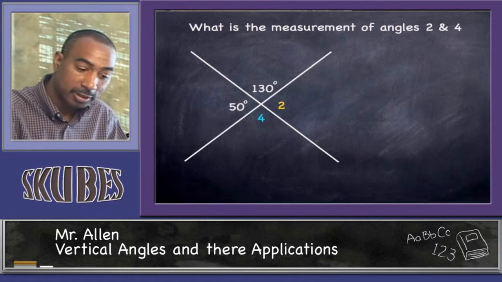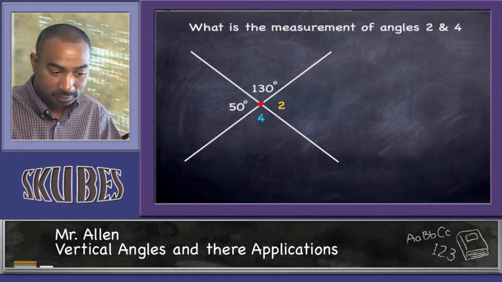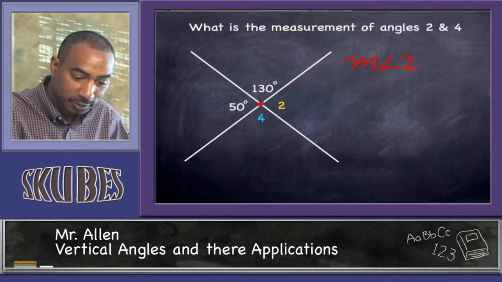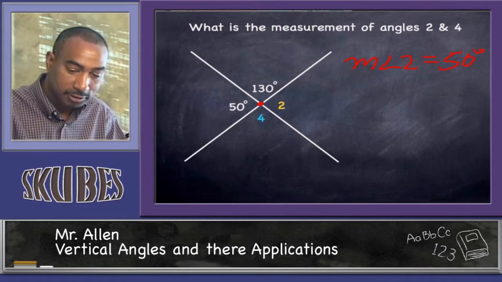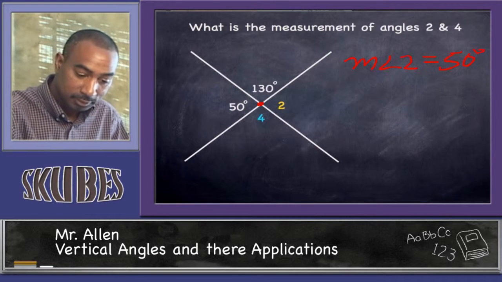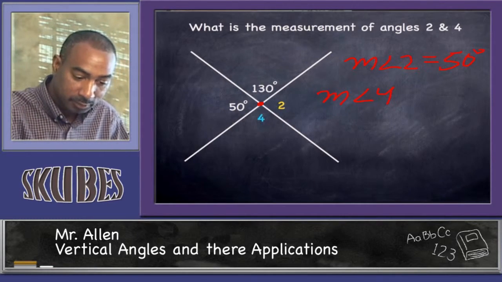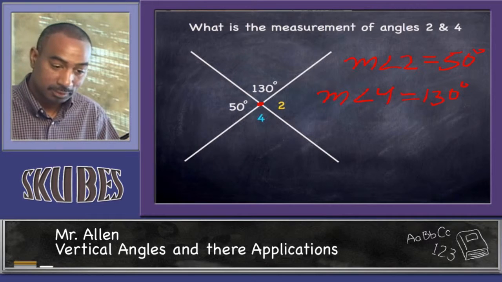Okay, if you look at the diagram, you notice that we have pairs of vertical angles. So I know the measurement of angle 2 must be equal to 50 degrees because they're vertical angles, and the measurement of angle 4 must be equal to 130 degrees. Let's just simply apply the definition.